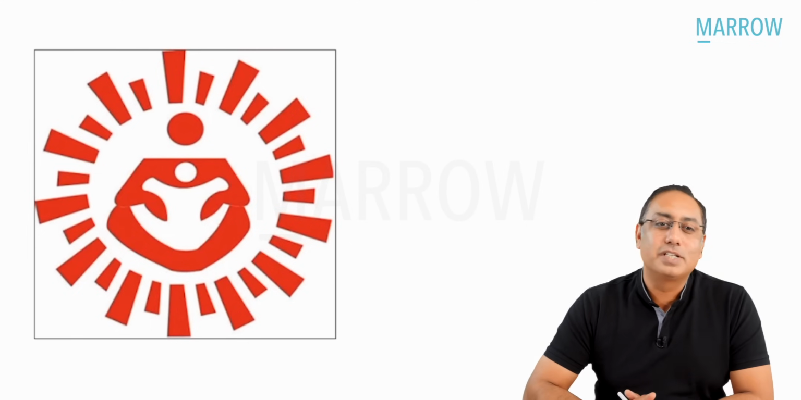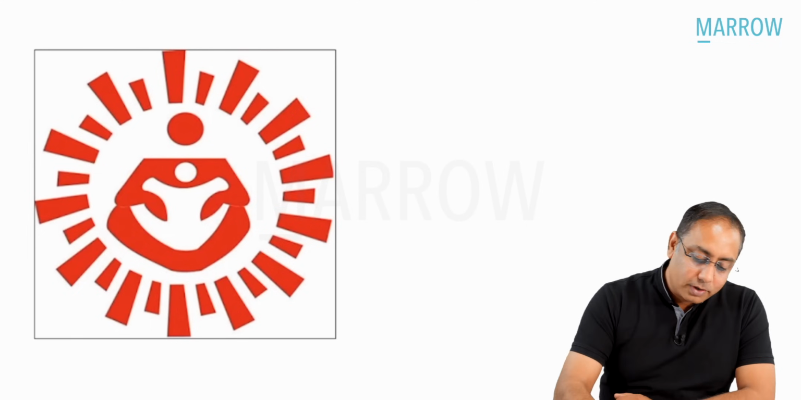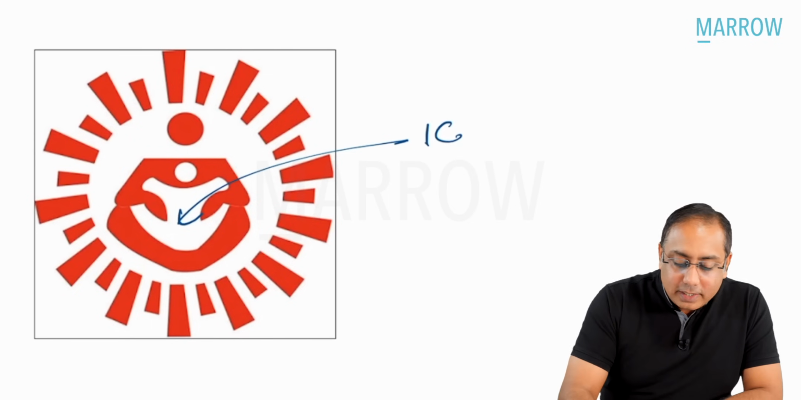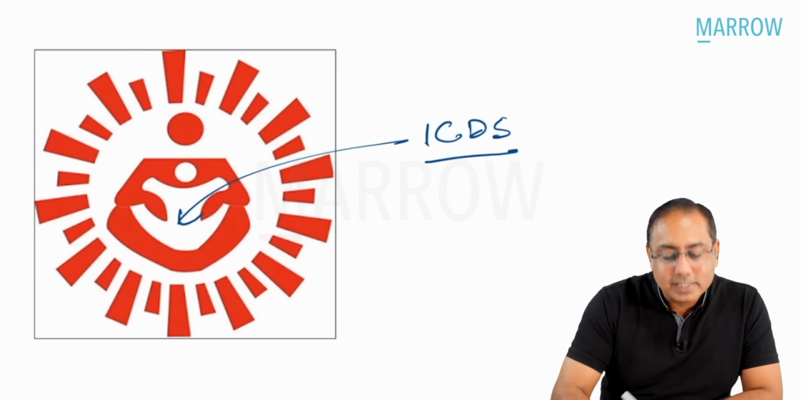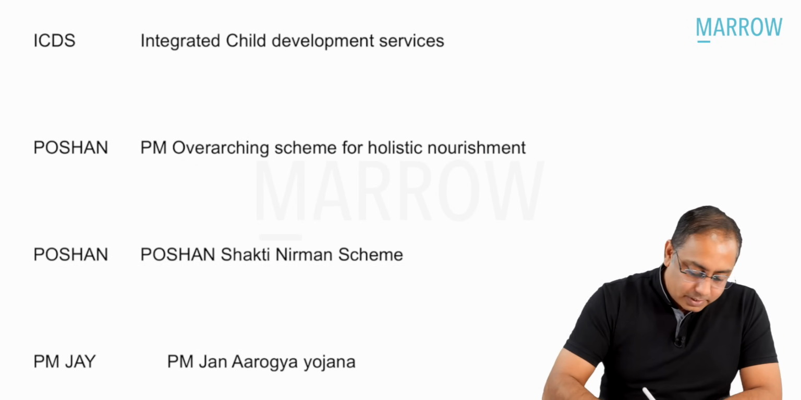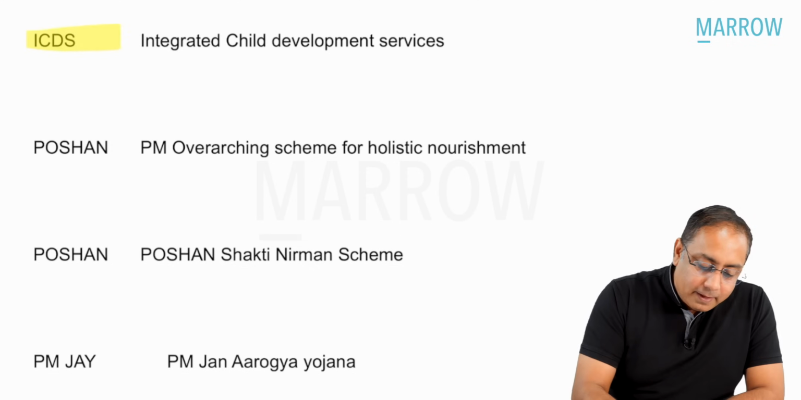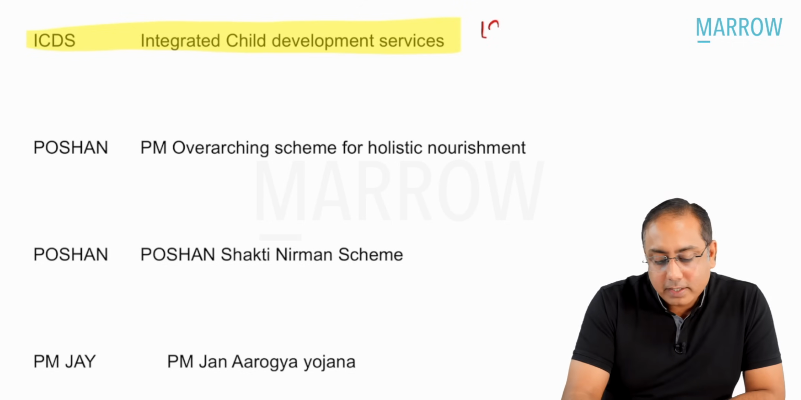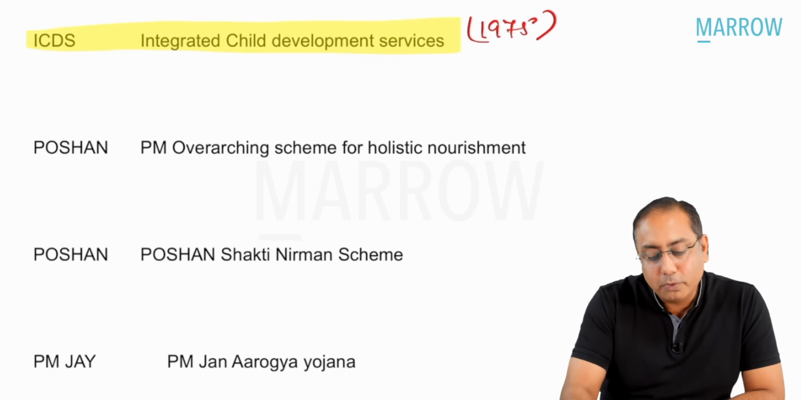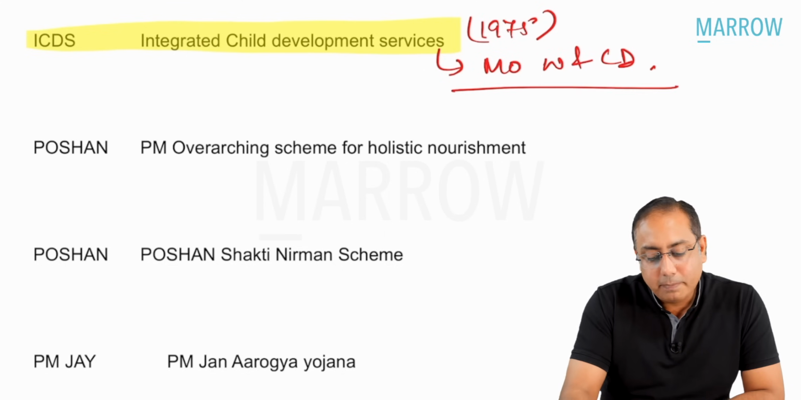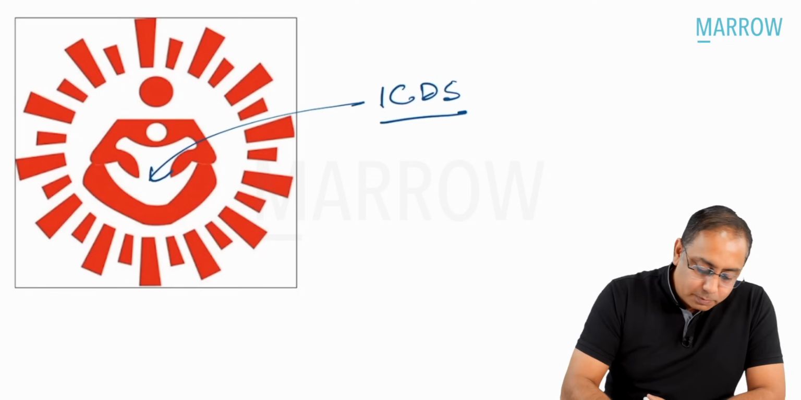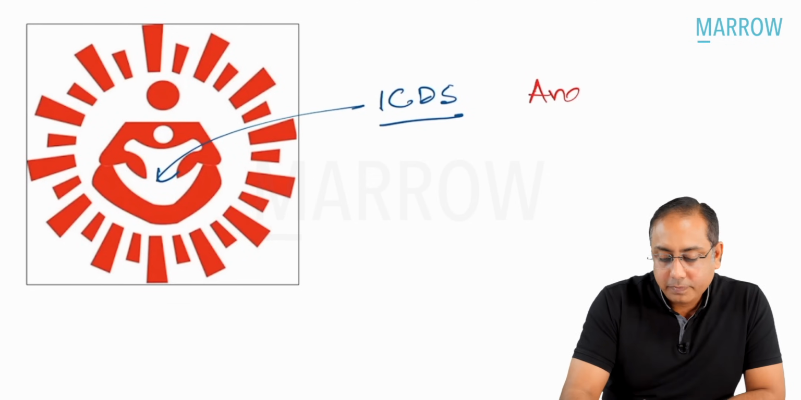Next in line, what is this logo? This logo stands for the child integrated inside the mother. So it is Integrated Child Development Services, ICDS. ICDS was started in 1975, a very old program. It is under the Ministry of Women and Child Development. Under the ICDS program, we have Anganwadis.